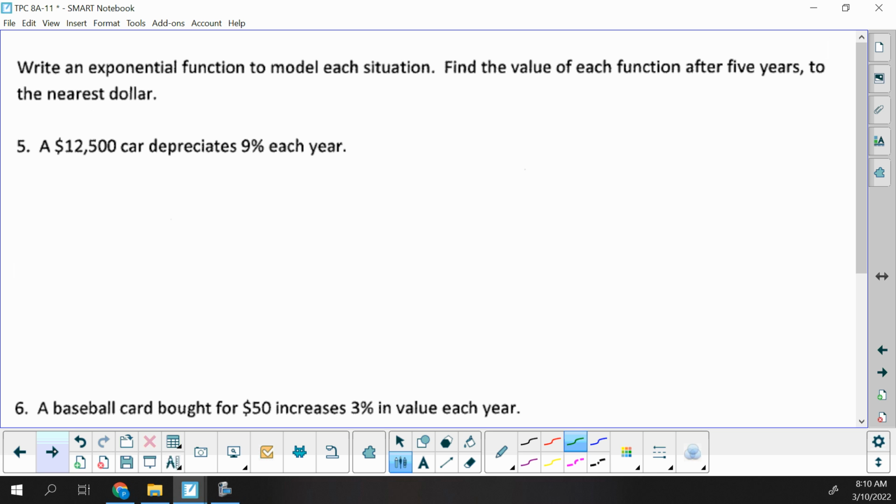And then down at the bottom, this is very similar to what we just did. You'll write an equation, tell what x and y represent, and then each of them, after you have the equation, notice each of them then wants you to find the value after 5 years. And they're going to have you round to the nearest whole dollars.